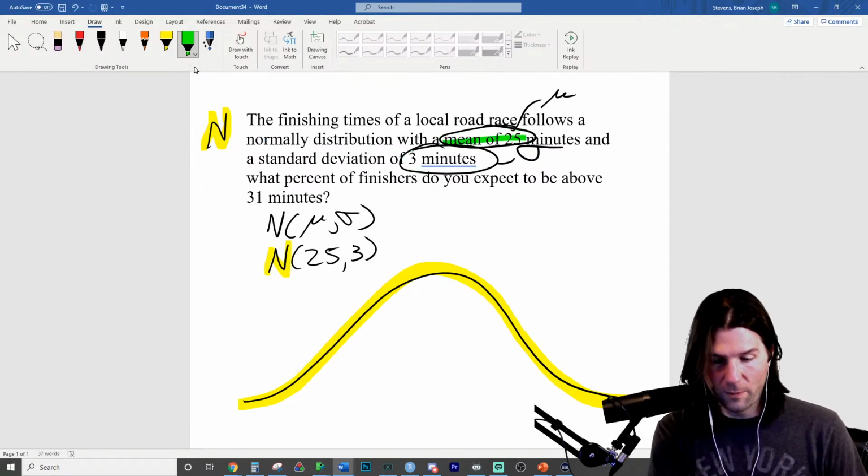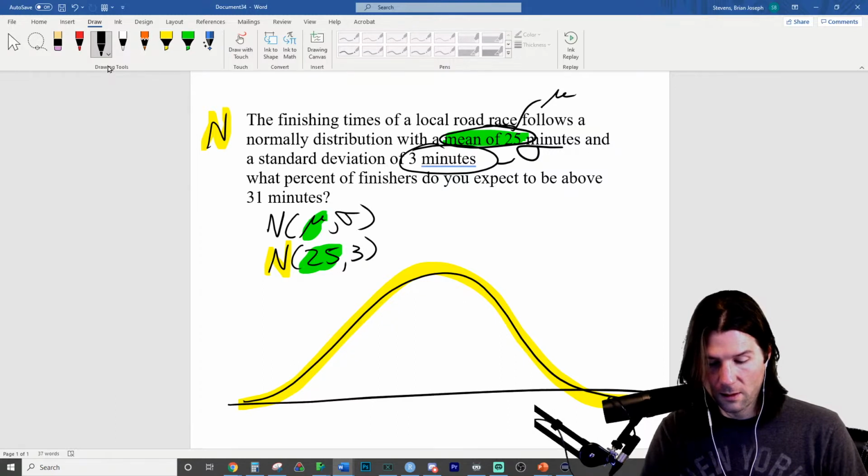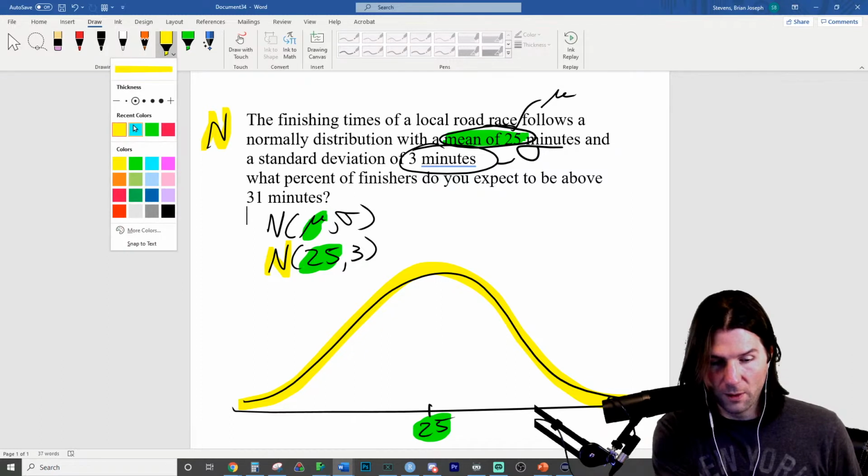We'll do green for the mean. The mean is going to be the center of the curve. There we go. And so the mean will go here at the center at 25. That'll be the mean. And then the standard deviation we'll do in blue.